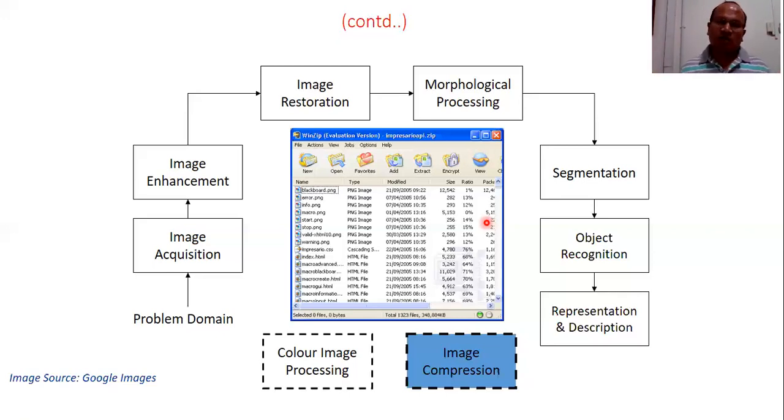images over email, we use zip file, WinRAR. What are these? These are the methods by which we compress. And while receiving those files, we have to again decompress. So compression requires decompression as well.